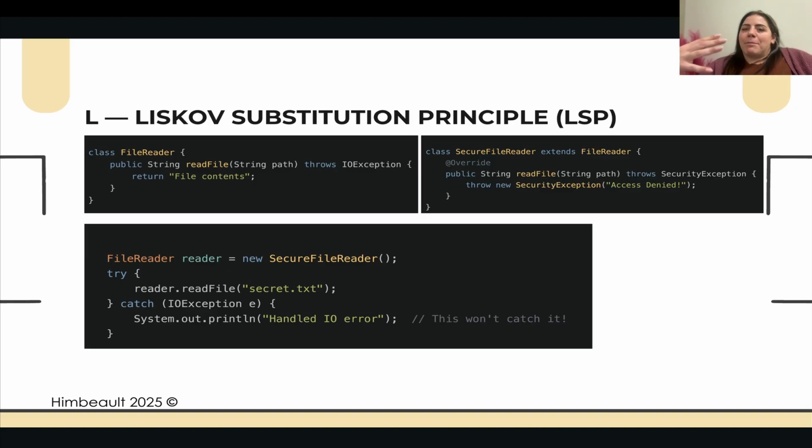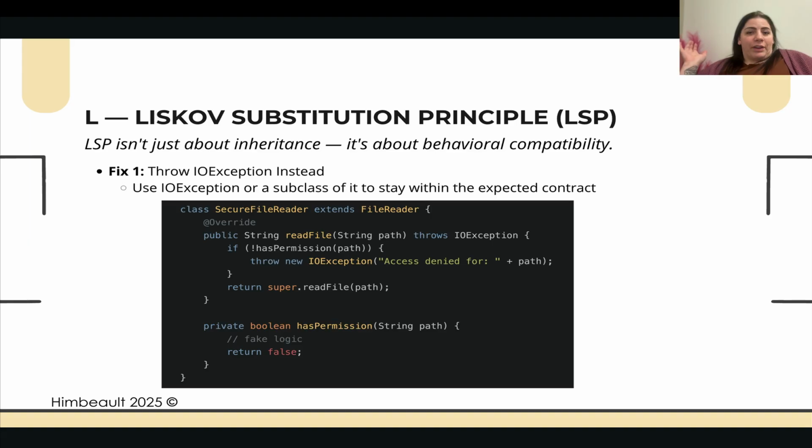It doesn't only come up in the inheritance world, but it comes up a lot in the inheritance world. There are other ways to find yourself in this situation, but this is probably the most clear-cut example that I could show you. Now, how are we going to fix it? Like I said, it isn't just about inheritance. It's behavioral compatibility, right?